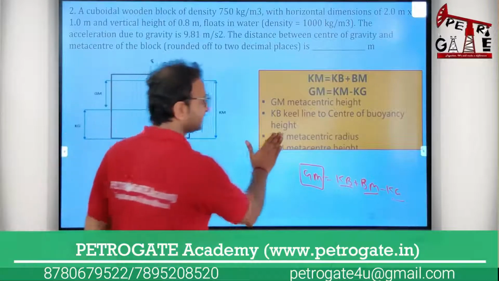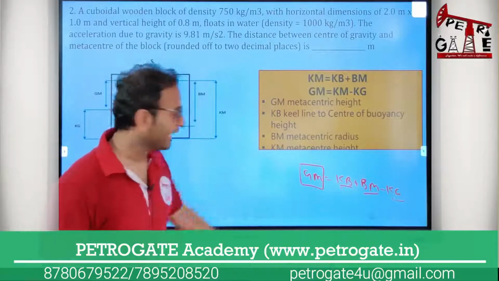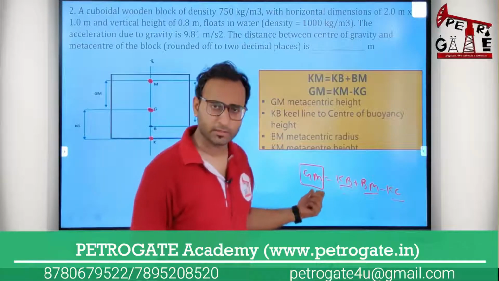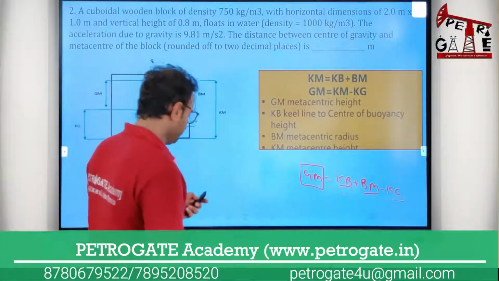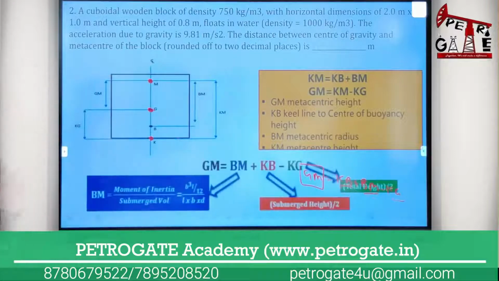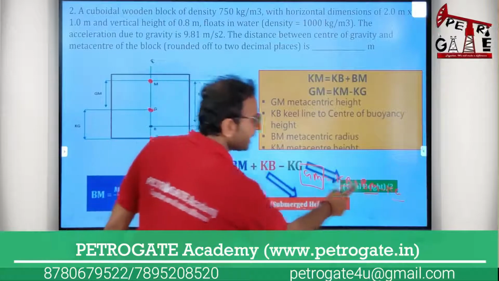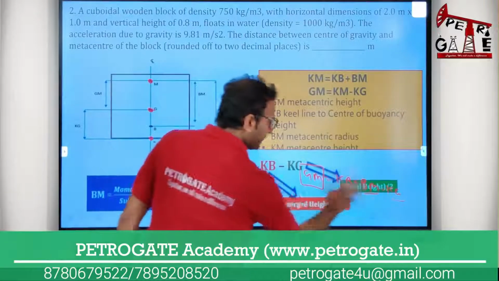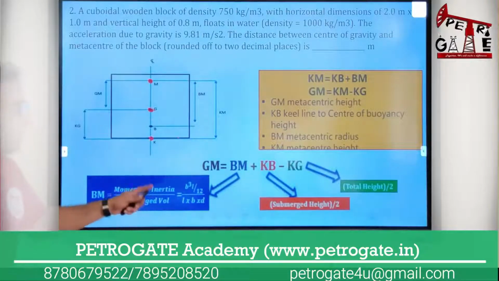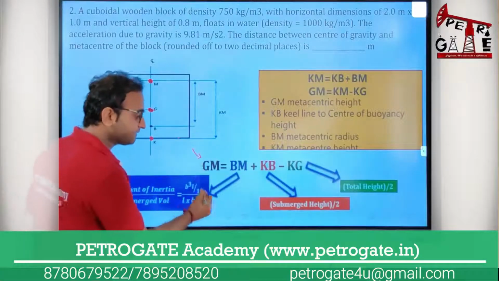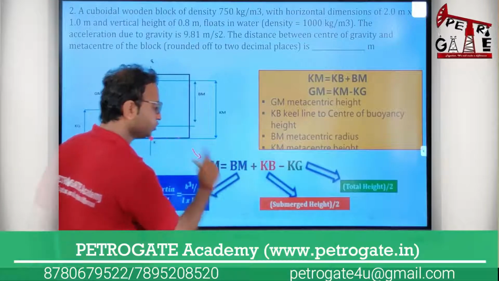So the question is, sir, how to calculate these three terms? If I am able to calculate these, it will be very simple to calculate GM. Okay, no problem. So I am seeing one by one. So I am telling you another formula. This formula. Can I erase this? This is GM equal to KB plus BM minus KG. So I am erasing this. So this is your formula, and this is the formula to calculate GM, and there are also some more points on how to calculate these. If you calculate these, you will get GM easily.